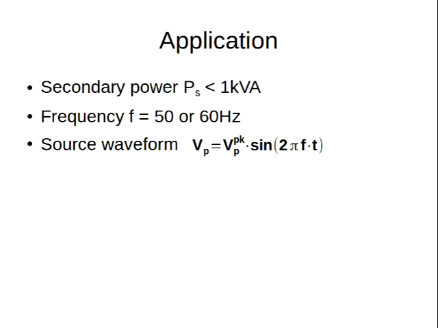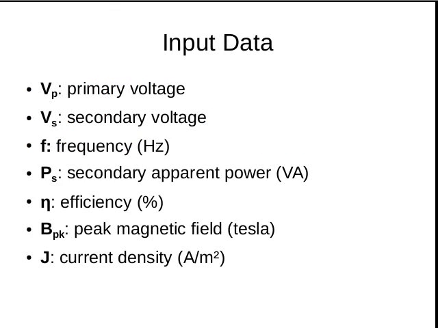To design such a transformer we need to know some basic data like the primary and secondary voltages, the operating frequency and the maximum apparent power the secondary will be able to supply. We need also less obvious data like the efficiency, which expresses the power transferred to the load in relation to the power drawn by the primary in terms of percentage, the peak magnetic field that is adequate for our application, and the current density that the wires can take.